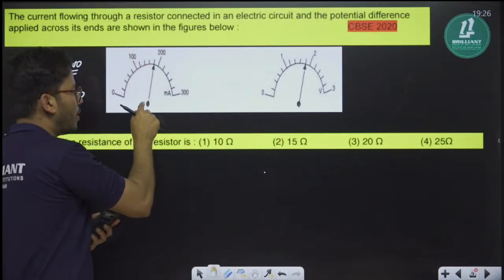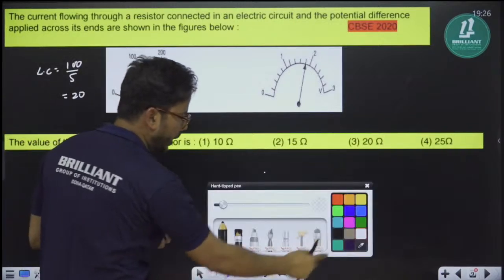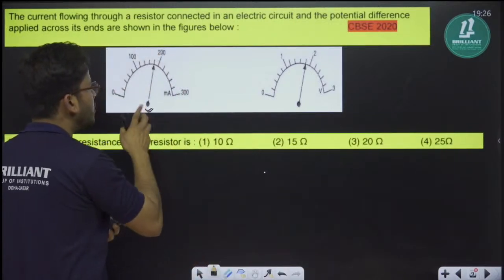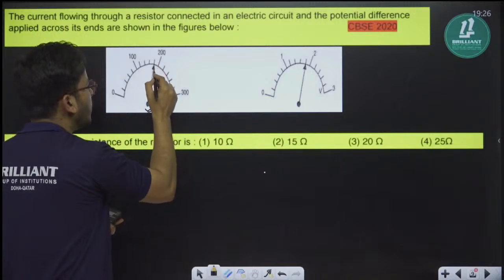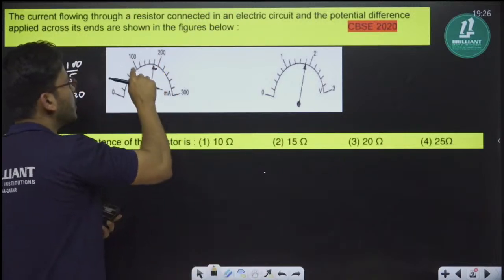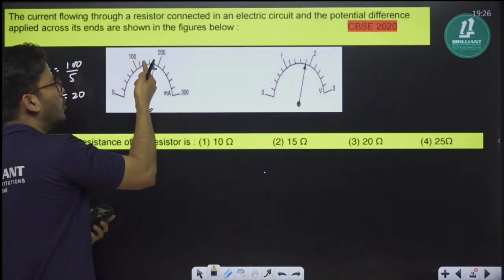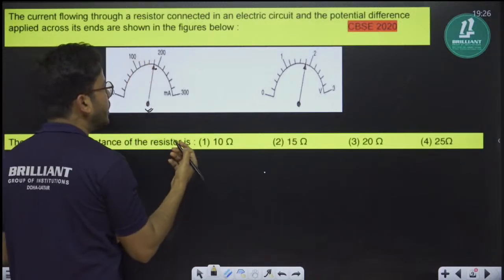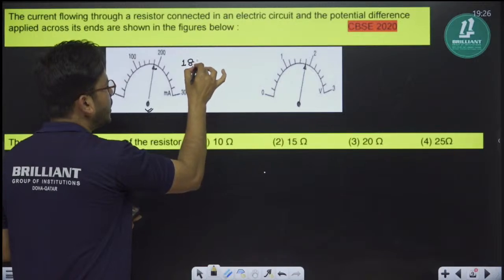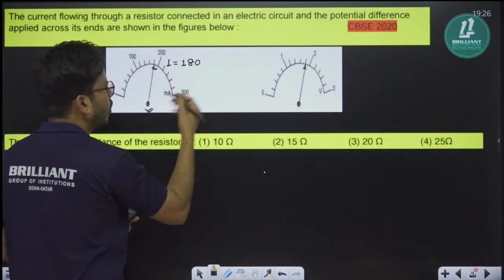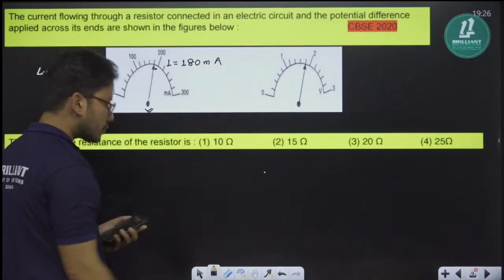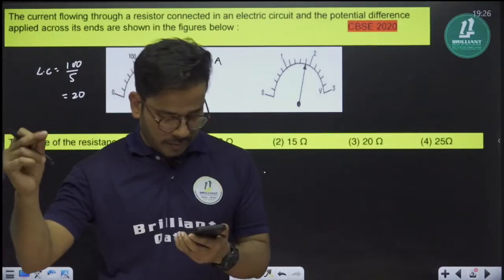And where is this meter pointing towards? It is pointing over here. Now how much is this part? Clearly, you see after 100, how many divisions? 1, 2, 3, 4 divisions. So 80, right? So it is 180. This is the value for current, but note it is in milliampere.